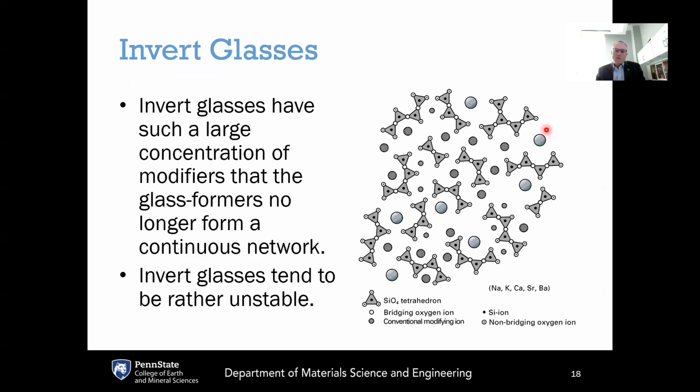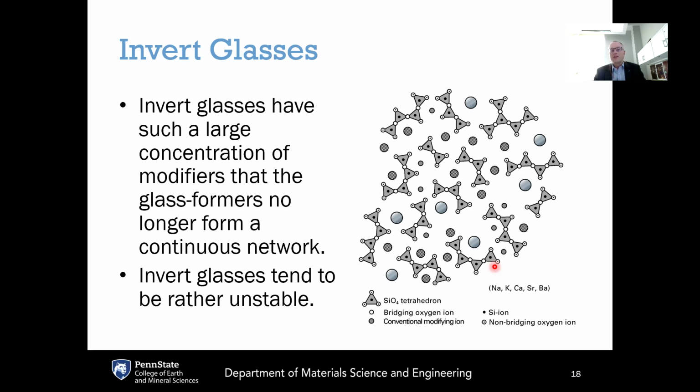Now, if you add too many modifiers, if the modifier concentration becomes too high, you end up with a lot of, these are Q1 units here, Q2 and Q1 units, maybe even some Q0 units. And what happens here is that there's no rigid network, right? There's no rigid 3-dimensional network being built because there aren't enough bonds. And these are what's called invert glasses. Invert glasses are where the modifier concentration is higher than the network former concentration.